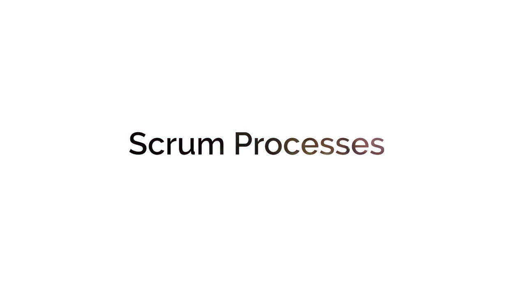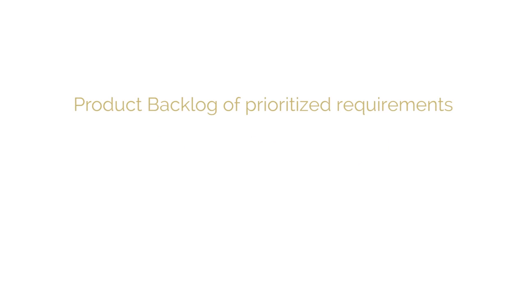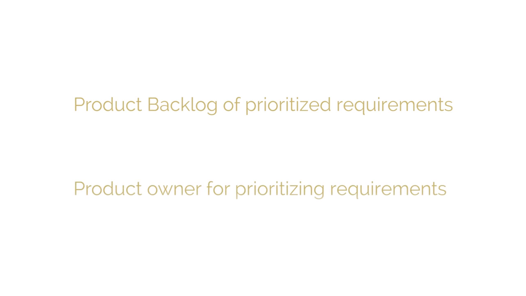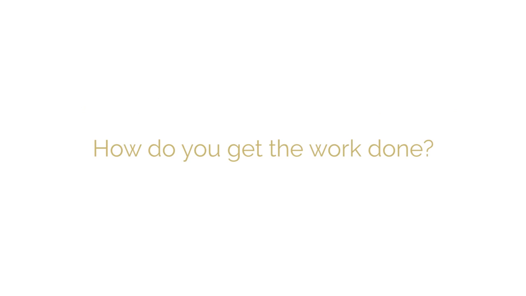Now let's take a closer look at the processes and how they work. You probably remember hearing that a project has a product backlog of prioritized requirements, as well as a product owner who is responsible for prioritizing these requirements. Now the question is, how do you get this work done?